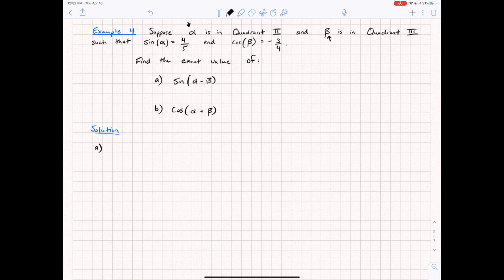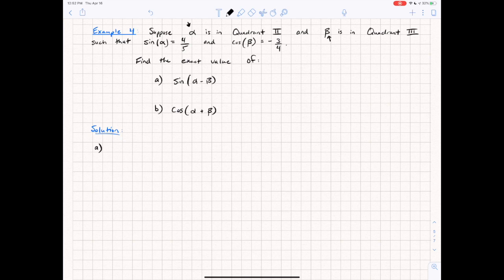So here comes the actual question. Find the exact value of sine of alpha minus beta and then cosine of alpha plus beta. So in other words, I want to go through and do the angle difference and the angle sum for sine and cosine respectively to this problem.